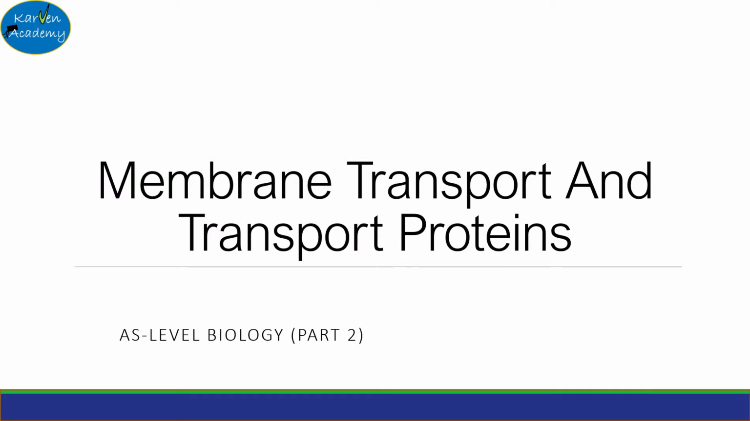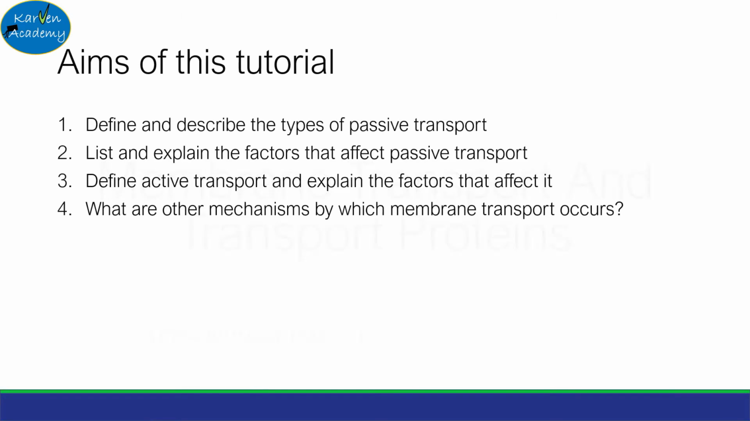In this video we'll be looking at membrane transport and transport proteins. This is part 2 of the cell membranes topic. Here are the aims of this tutorial. We'll define and describe the types of passive transport, list and explain the factors that affect passive transport, then look at defining active transport and explain the factors that affect it, and finally look at other mechanisms by which membrane transport occurs. So let's get started.